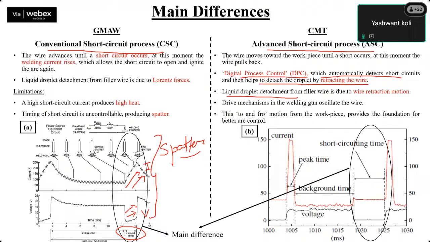So liquid droplet detachment from the filler wire is due to wire retraction motion. The drive mechanism in the welding gun oscillates the wire. This to and fro oscillation motion from the workpiece provides the foundation of better arc control. So there are many characteristics that are very well designed in CMT as compared to GMAW. That's why researchers are adopting CMT as a power source for fabricating additive manufacturing components, like wire arc additive manufacturing. People are adopting CMT as compared to GMAW because of these characteristics.